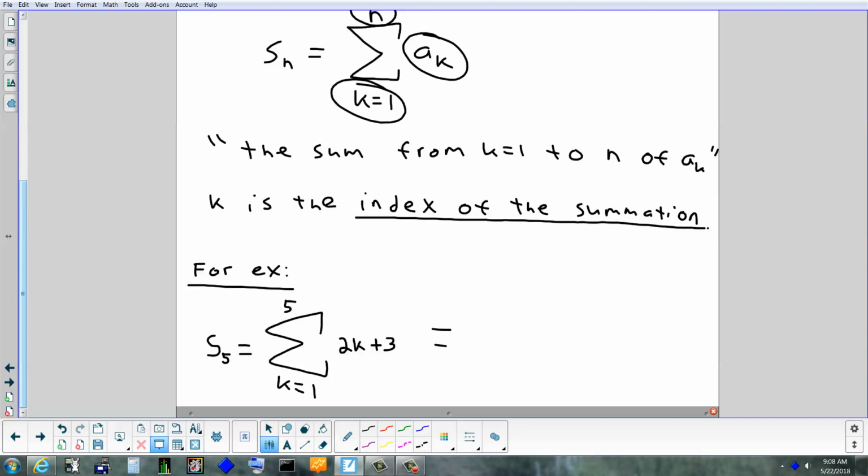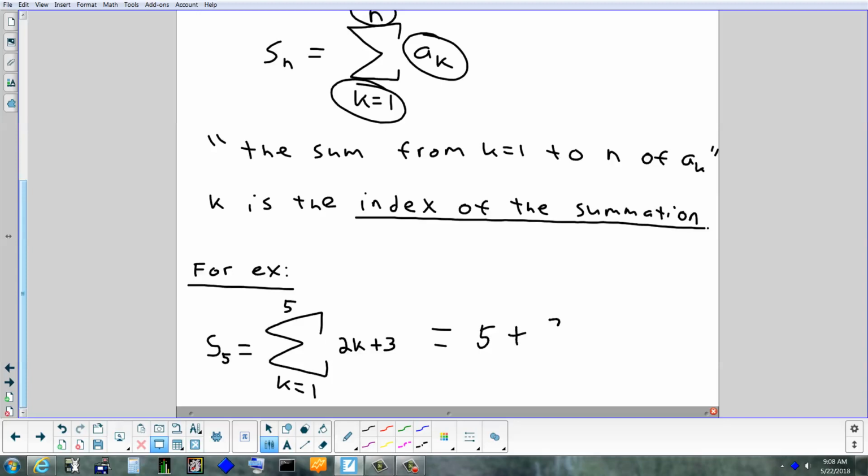Yeah, you have 5. Plus, how do you know to put a plus? You've got that big capital sigma. That means put a plus. Okay. Now we go to the next number, 2. So you go up by ones. If you plug in 2 for k, what do you get here?